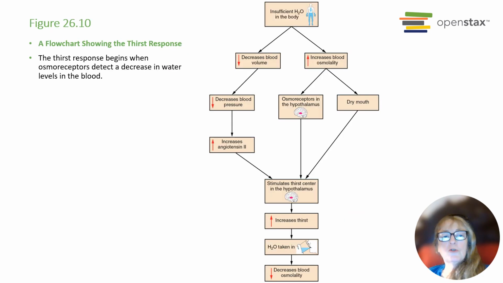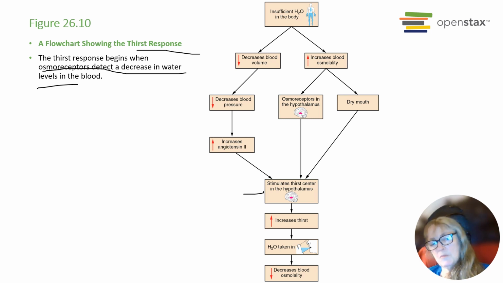Okay, thirst response. Thirst, you have osmoreceptors that are in your body, in your brain, and they are stimulated in the thirst center in the hypothalamus. So you have insufficient body water, decreases blood volume, decreases blood pressure, increases angiotensin 2, because that's supposed to help retain water and squeeze the vessels down. But anyway, we'll come back to that. It stimulates the thirst center, you drink more water taken in, problem solved.